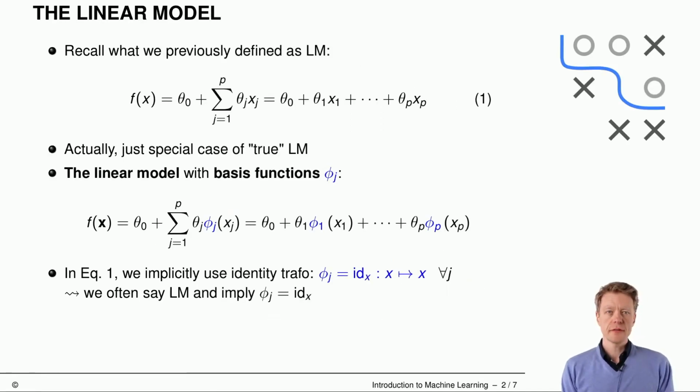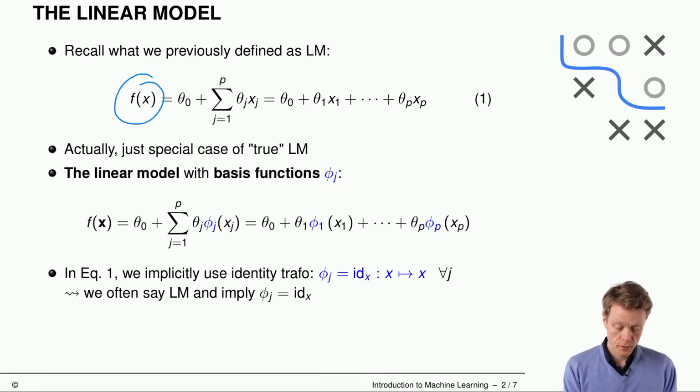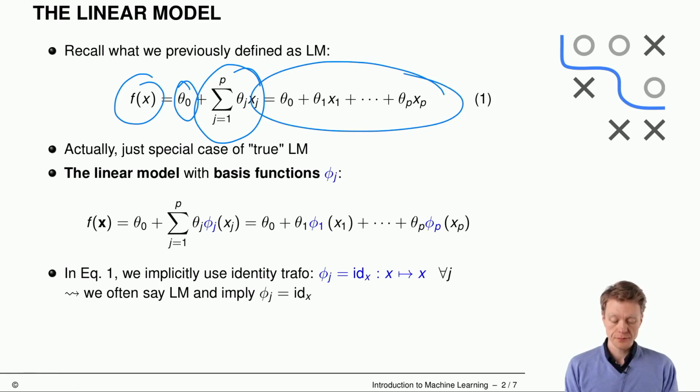Recall the previous definition of a linear model. We have a function f that is theta 0, some intercept, plus a sum of weighted feature values, so the sum of theta j times xj, and we can write it that way too. And in fact, this is just a special case of the true linear model, if you want to say so.